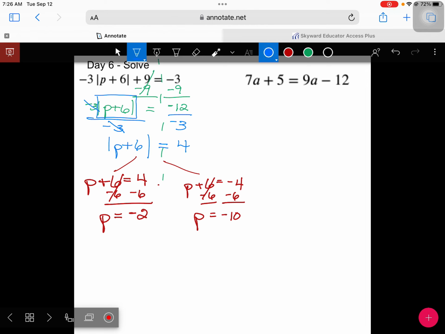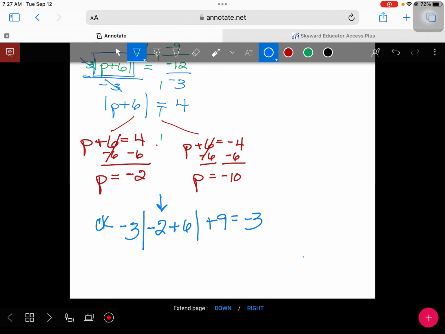All right, I'm going to show how to do the check, because we really should check and make sure these answers are somewhat correct. So here's the first one where I substituted in -2. -2 plus 6 is 4. Absolute value of 4 is 4. 4 times -3 is -12. -12 plus 9 is -3. So -3 equals -3. That one works out.